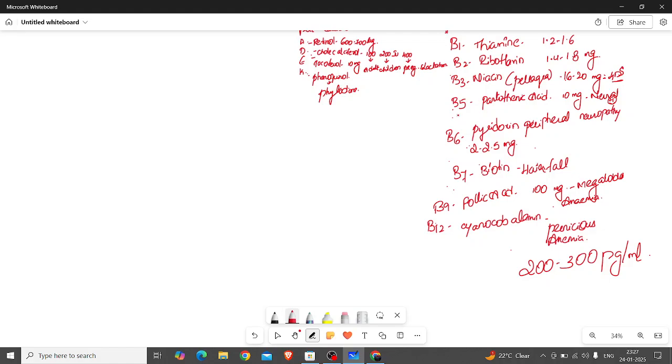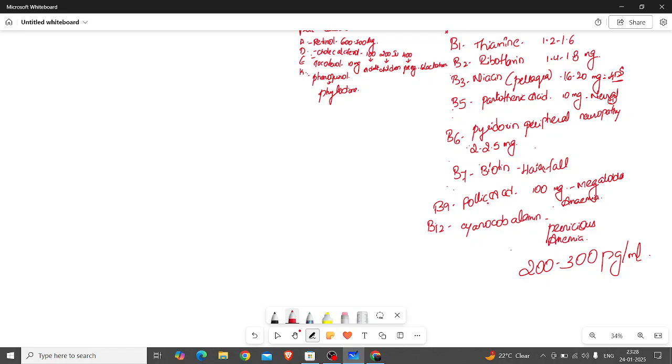Next, B5 pantothenic acid, with a normal range of about 10 mg. Its deficiency leads to neural problems, as it mainly concentrates on neural health. Then vitamin B6, also known as pyridoxine. The normal range is about 2 to 2.5 mg, and deficiency causes peripheral neuropathy. Then B7, also known as biotin, which maintains hair growth, so its deficiency leads to hair fall.